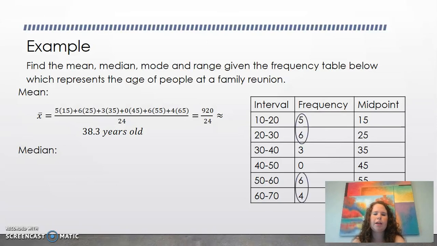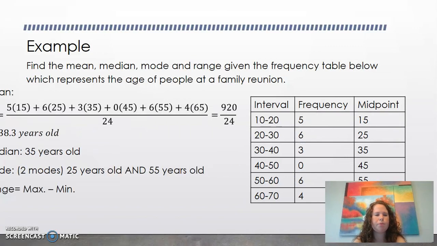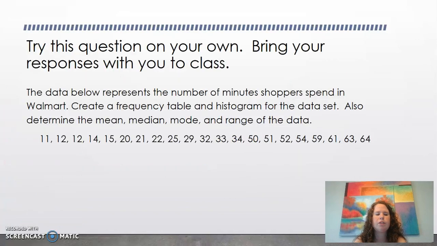Then for our median, we're going to cut just like we do originally. So we cut out the circles, and that leaves us with a midpoint of 35, or a median of 35 years old. And then for our mode, we look for the most occurring frequencies. So we have 2 6s. That means we have 2 modes, 25 and 30 and 55. So for the range, we have max minus min, so we just take the midpoints. So 65 minus 15, which gives us 50 years old.